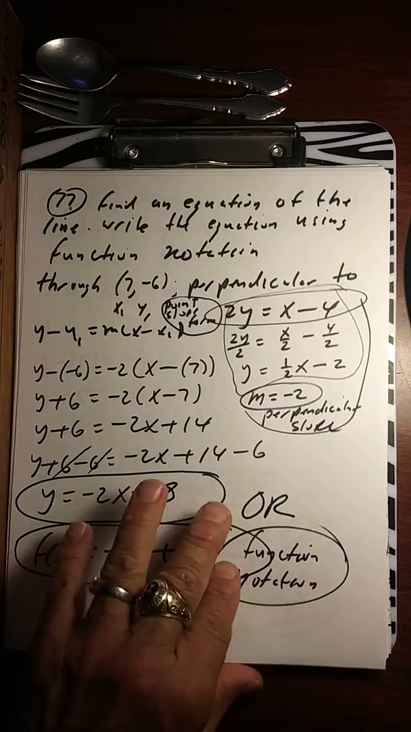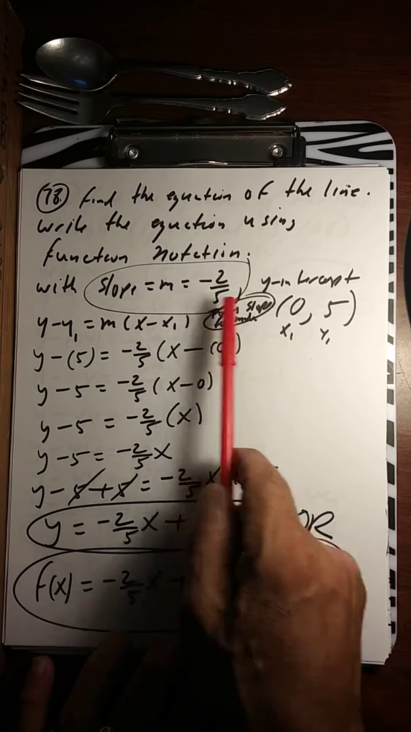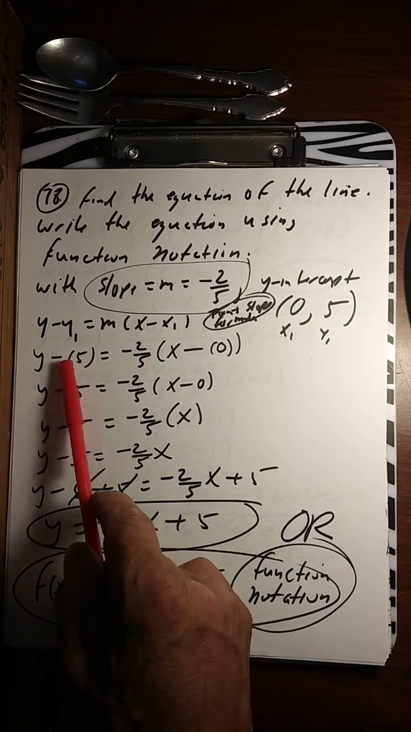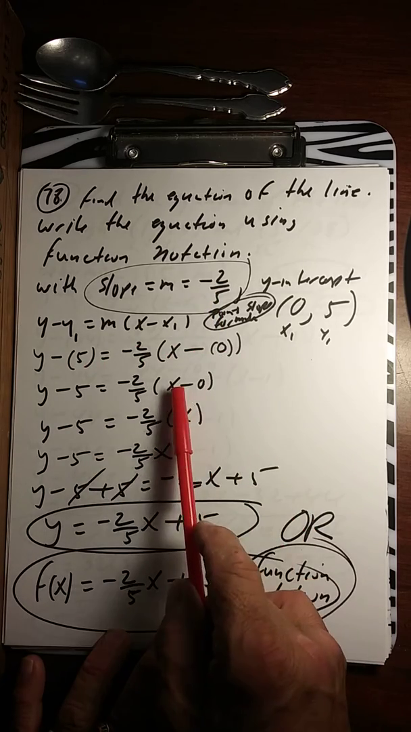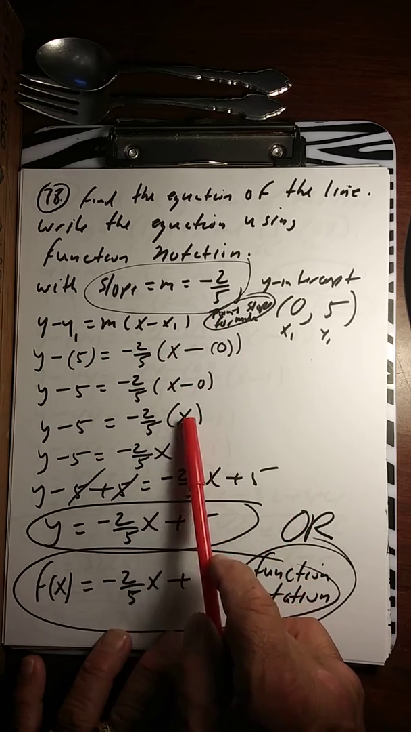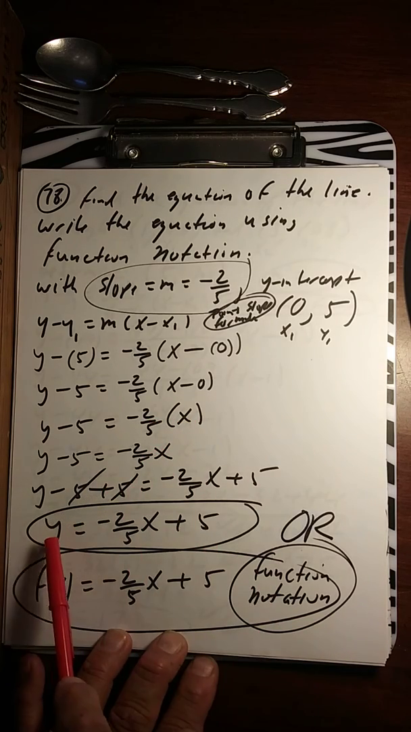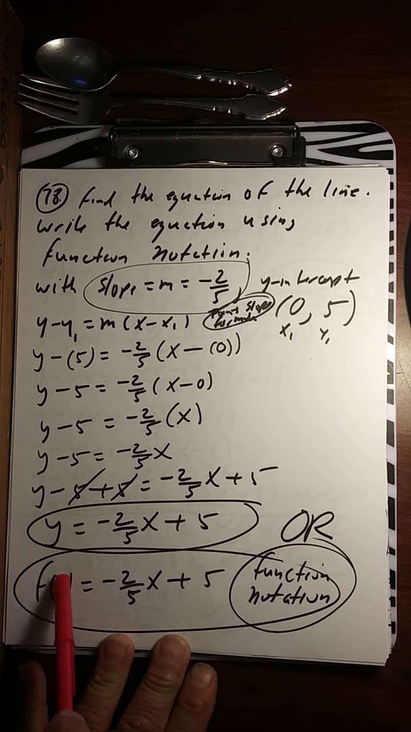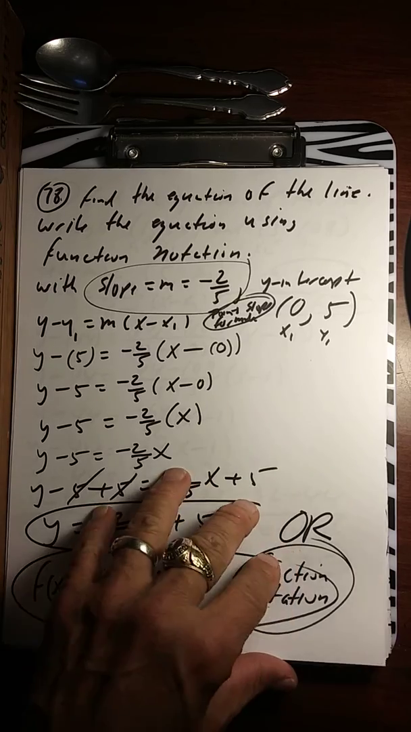In function notation. Find the equation of the line using the slope and the y-intercept, 0, 5. Put them in there. Y minus 5 equals negative 2 fifths times x minus 0. X minus 0 is just x, that's right. That turns out as negative 2 fifths x. And then add 5, add 5. So y equals negative 2 fifths x plus 5, or in function notation, f of x equals negative 2 fifths x plus 5.